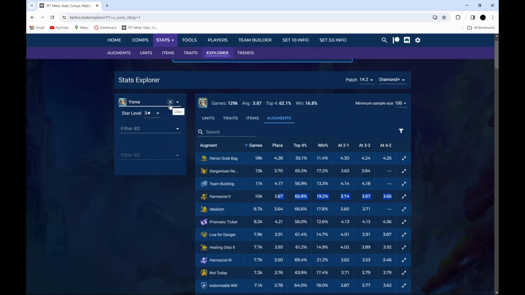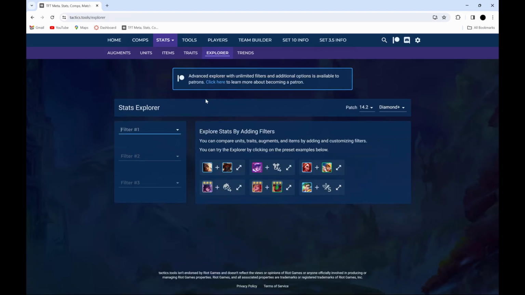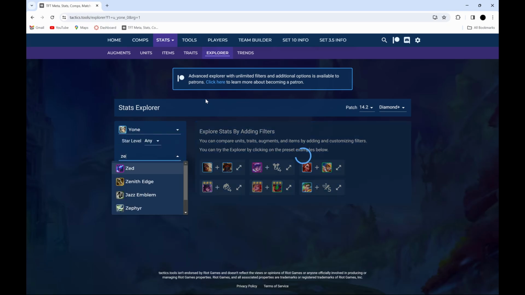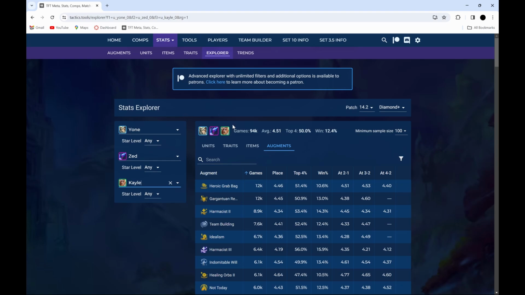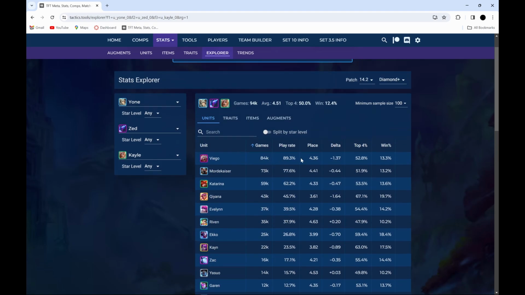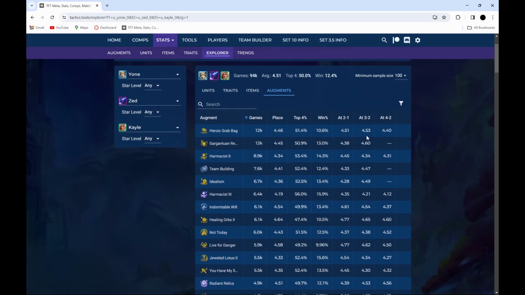Instead of only filtering by Yone 3, we can create a filter like this, such as Yone, Zed, and Kale, right? Under this filter, we are still pretty much guaranteed to be playing Yone Reroll, but we are not introducing any of the outside bias that comes with specifically filtering for Yone 3. So going back to the original example, we can see now that the 2 augments are much closer. Hero Grab Bag is actually a pretty solid option on Yone, but Harm Assist might be slightly better in most spots.